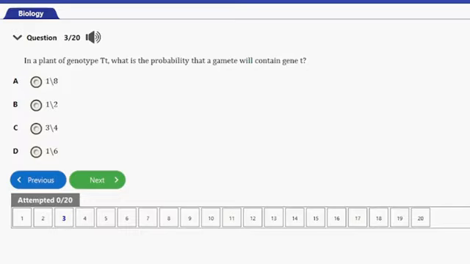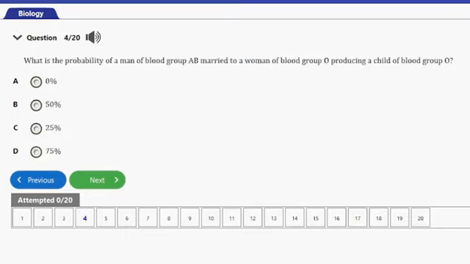Since this plant is heterozygous tall, it has both capital T and the small t. So it either donates the capital T, that's the T for tallness, or the t for dwarf. So the probability that a gamete will contain the t for dwarf is 1/2. That's the answer to this question. So let's consider the next question.